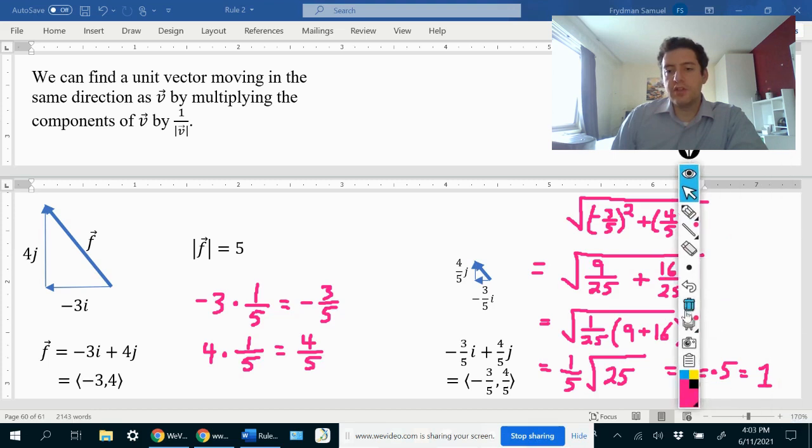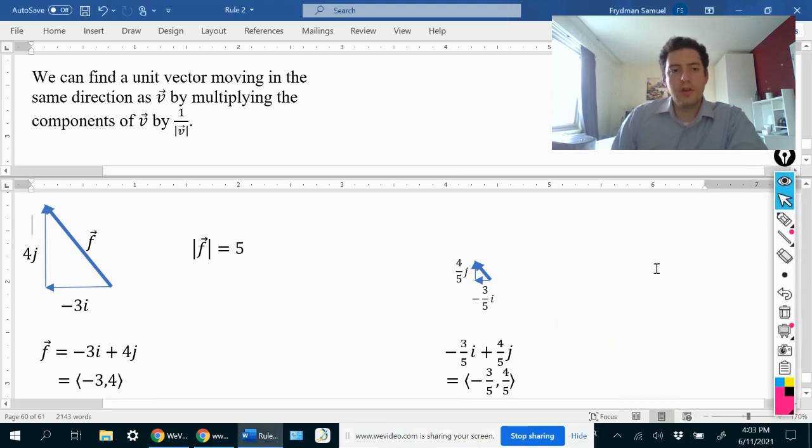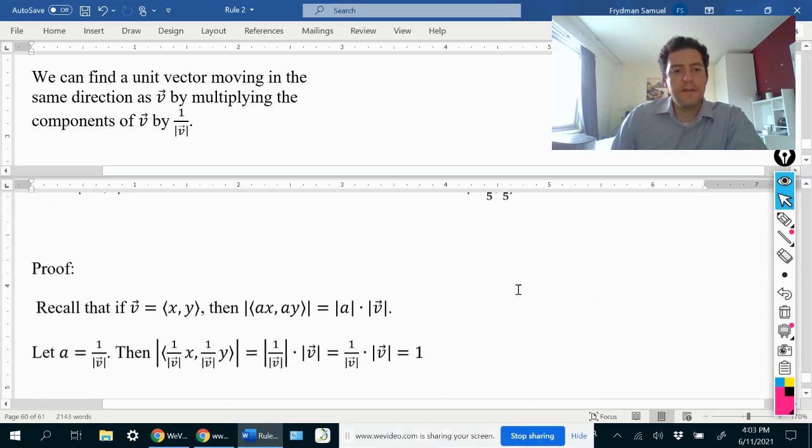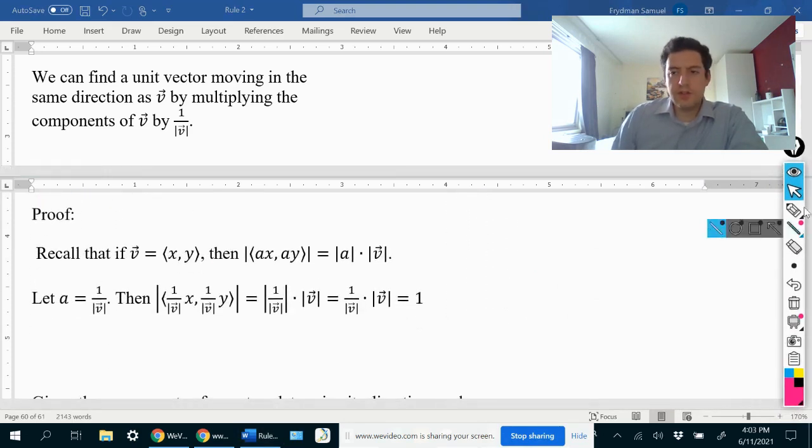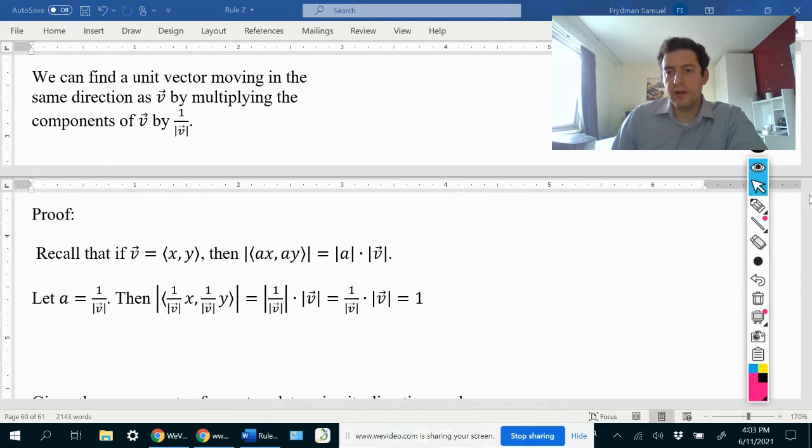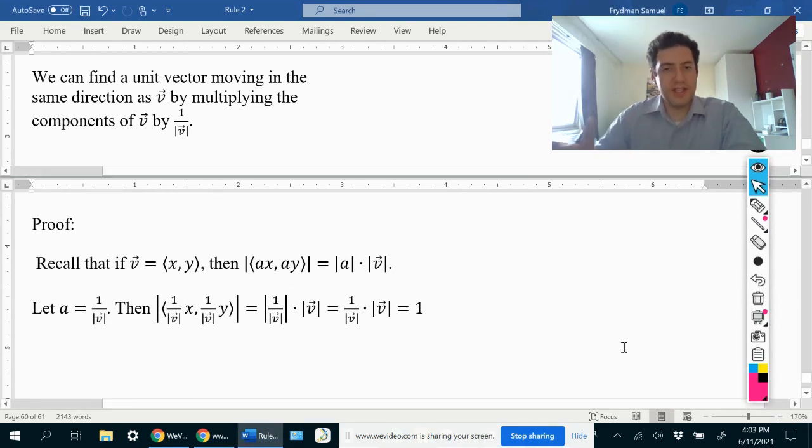But I am just going to go ahead and prove this very quickly. And here's the proof. We don't need to do a lot of work here. You just saw an example of this in action. So here's the proof of this rule. Recall that if vector v has components x and y, then the magnitude of the vector <ax, ay> would be equal to the absolute value of a times the magnitude of v. That's the first rule that we talked about in this video.